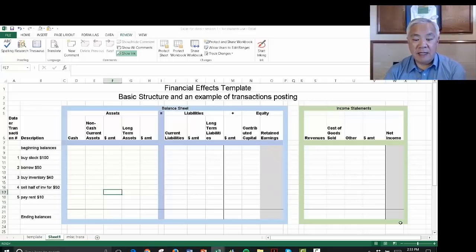All right, so this is the financial effects template. I'm going to show you a very simplified set of transactions just to show you how the mechanics work. Then we're going to do a slightly more elaborate one that is found in your book, and it relates to Apple. But let's just do one just to warm up. So at the very top of the sheet, you'll see the balance sheet is in blue and the income statement is in green. And we mentioned that we have the linkage or articulation of the statements.